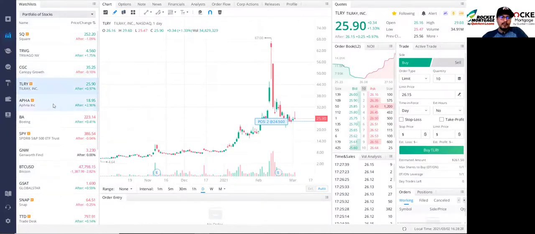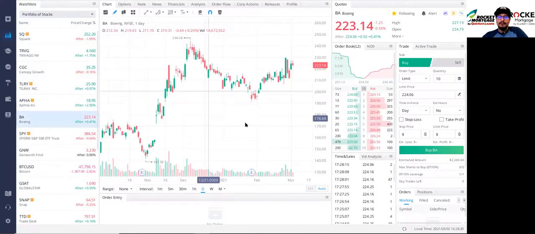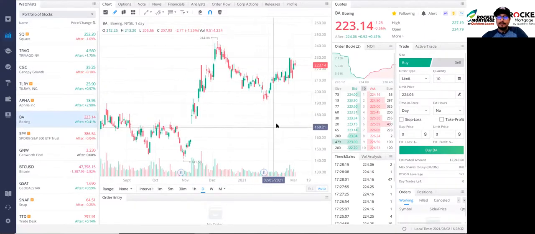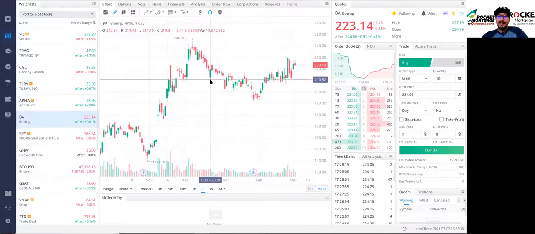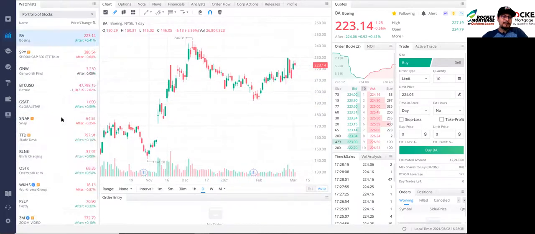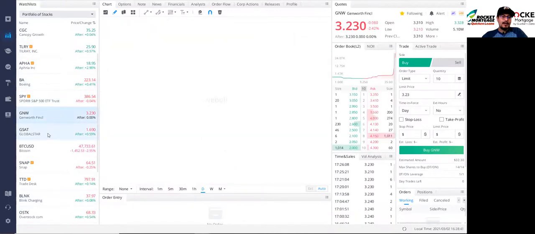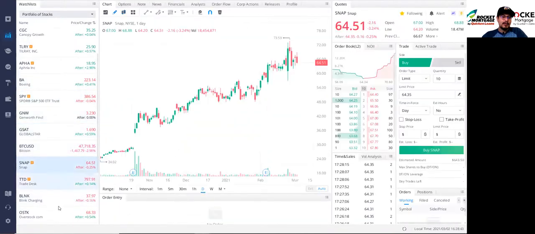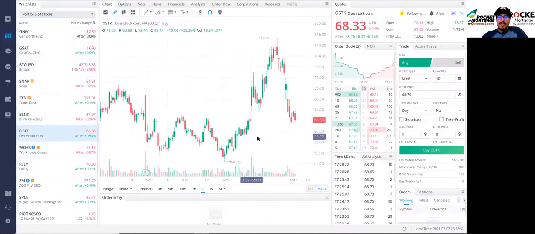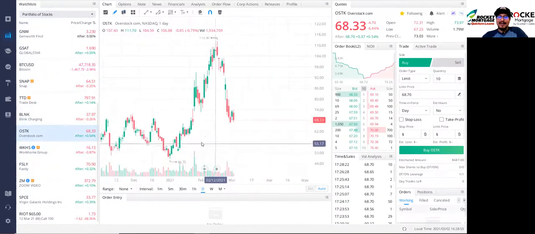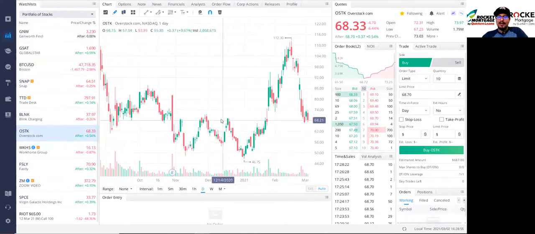Tilray, we already talked about. Boeing, again, had some good news and a good bounce off support at 210. So that's the reason why I bought that one. Let me see what other stocks I'm going to go over. Okay, Blink, again, I bought when it pulled back to support around 39. I do like that. OSTK, it pulled back, and I do like it because it pulled back to around the 60s, 70s.